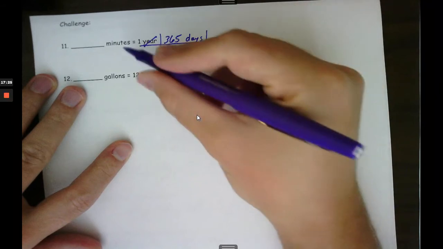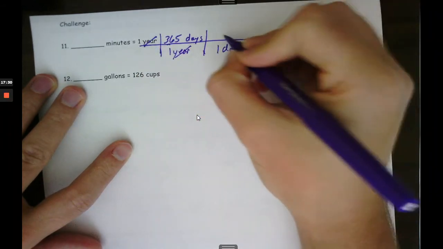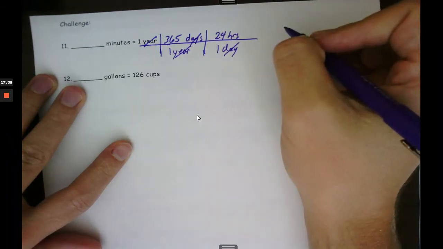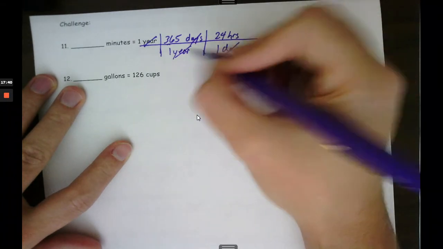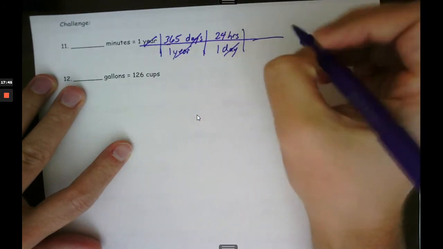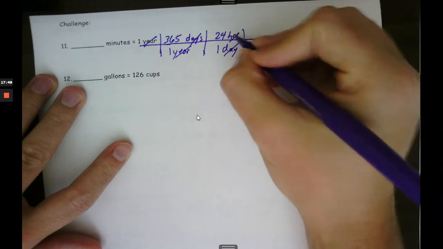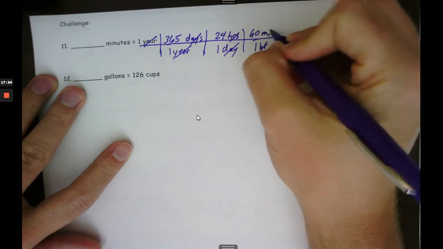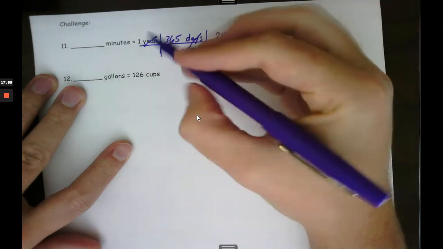But that doesn't get me where I want to go. I got to keep going. So what do I know? In 1 day, there are 24 hours. I'm still not where I want to go, but I'm going in the right direction. Right? I'm now down to hours. I was at years. I'm trying to get to minutes. So I'm getting smaller each time I go. I just need to keep this pattern up. And I know that in 1 hour, and again, I'm doing top to bottom to cancel out the units, there are 60 minutes. Well, now I have minutes where I want it, and that's what I'm trying to get to.